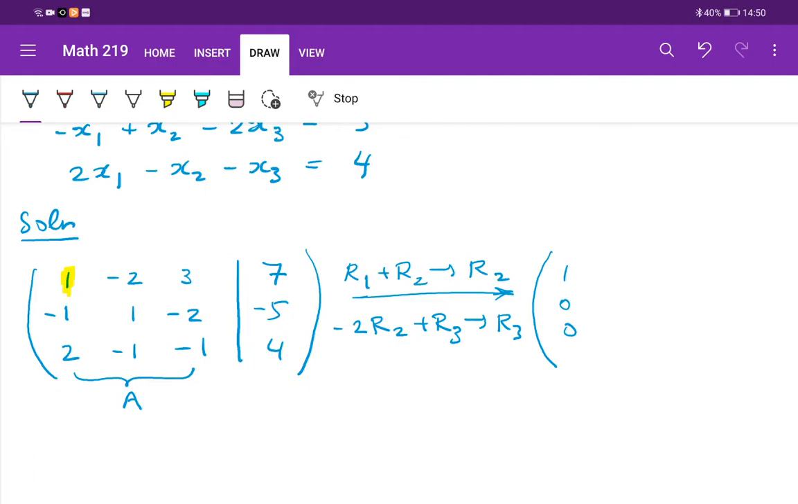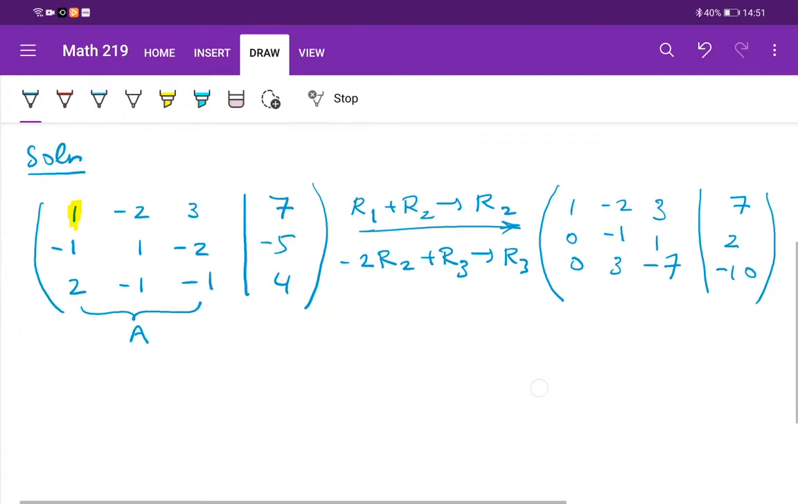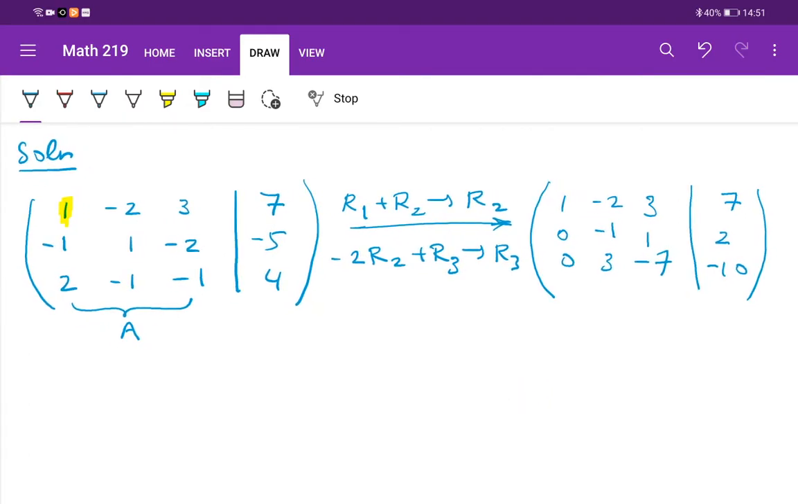So if we work that out, we get zeros below the leading 1, and then the terms here are as follows: minus 2, minus 1, 3, 3, 1, minus 7, and to the right of the vertical line we have 7, 2, and minus 10. Okay, so we've dealt with the first column. So we have a leading 1 in the first column, and below the leading 1 they're all zeros.